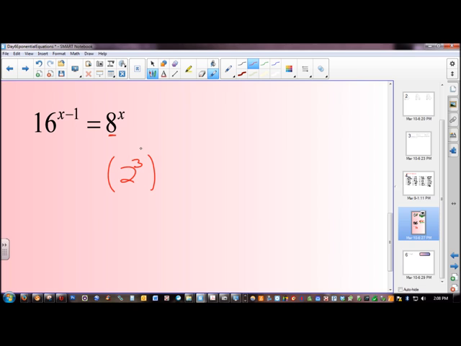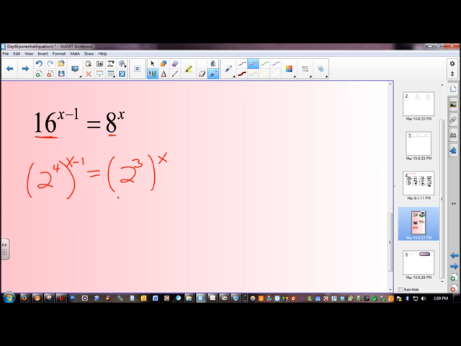I'm going to make that replacement. 8 has become 2 to the 3rd, but everything else, at least on this side, I'm going to bring down the way it is. The only change here is that 8 has been changed to 2 to the 3rd. Now my question is, is there any way to write 16 as a base of 2? And as a matter of fact, we can change 16 to 2 to the 4th power, again leaving the exponent the way it was.